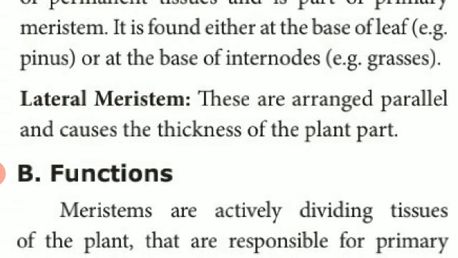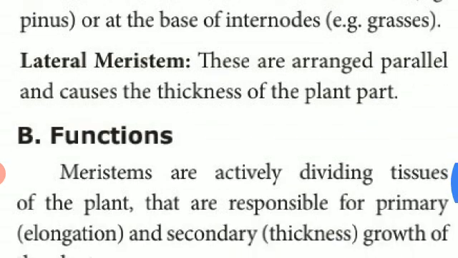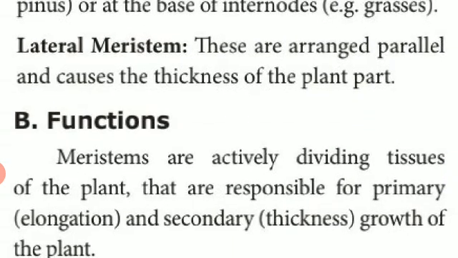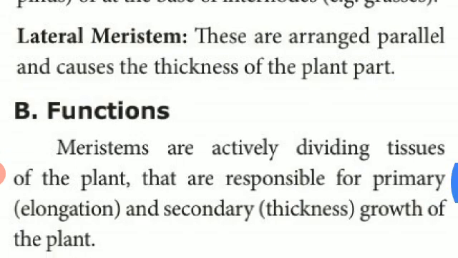Next one is the lateral meristem. These are arranged parallel and cause the thickness of the plants. So it means the thickness of the stem is carried out by the lateral meristem. One more question they may ask: what are the functions of the meristem?